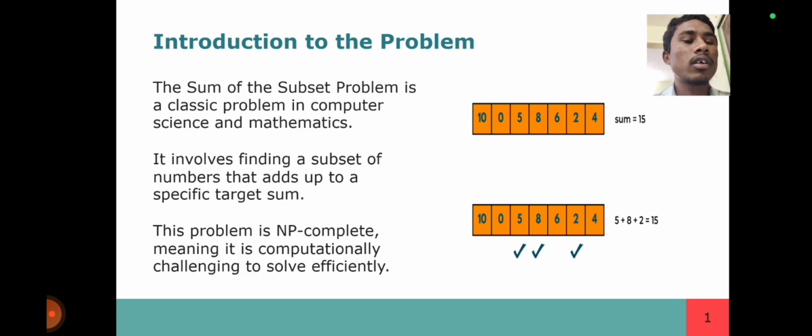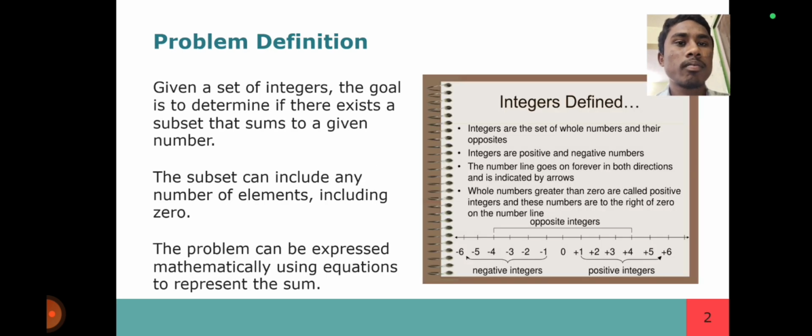Here we can consider the array elements 10, 0, 5, 8, 6, 2, 4. Here the sum of these elements is 15. Here we are doing the addition operations on these elements.